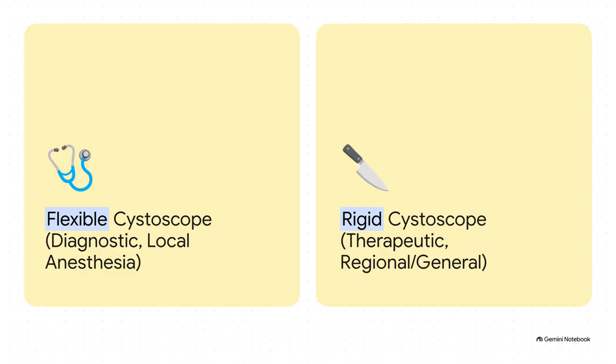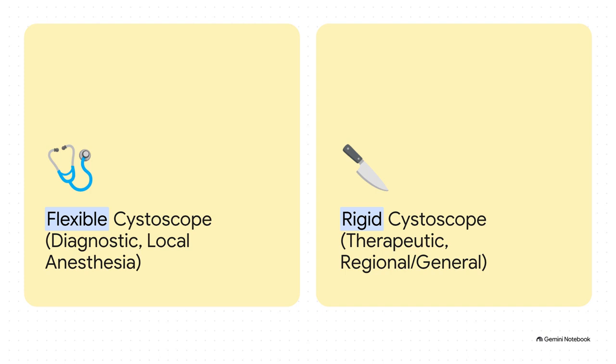When we're looking at cystoscopies, we absolutely must distinguish between a simple look around and a true surgical intervention. And the equipment actually gives you a massive clue to the coding pathway. If the provider uses a flexible scope with just some local anesthetic jelly, they're typically just taking a diagnostic look, maybe checking for the source of hematuria or recurrent UTIs.